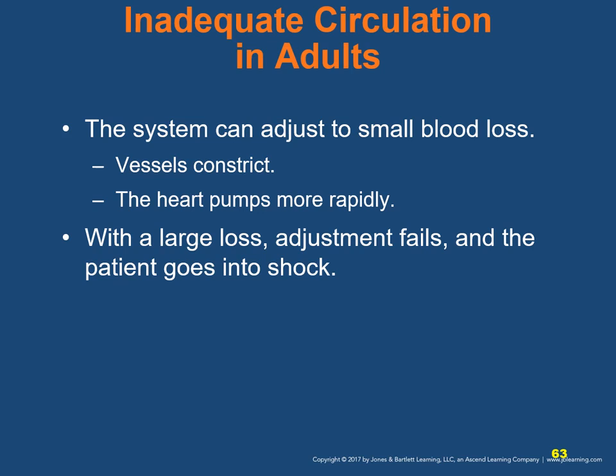With inadequate circulation in adults, the system can adjust to compensate for a small blood loss. Vessels will constrict and the heart will pump more rapidly. With a large loss, this adjustment fails and the patient goes into shock. It can be expressed by the following formula: mean arterial pressure equals heart rate times stroke volume times systemic vascular resistance, or MAP equals HR times SV times SVR.